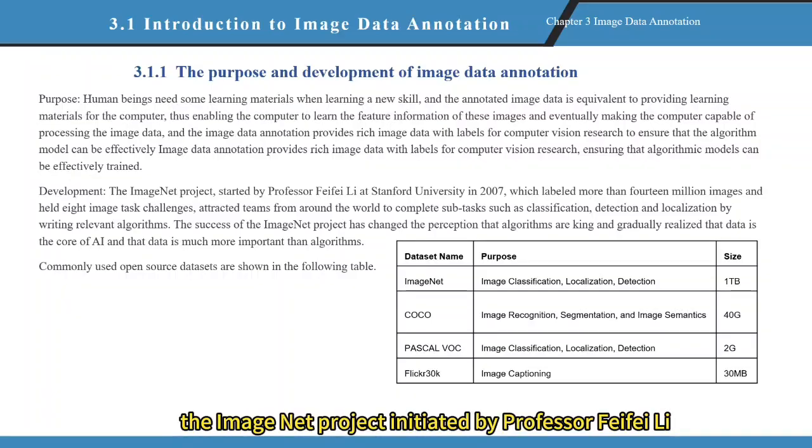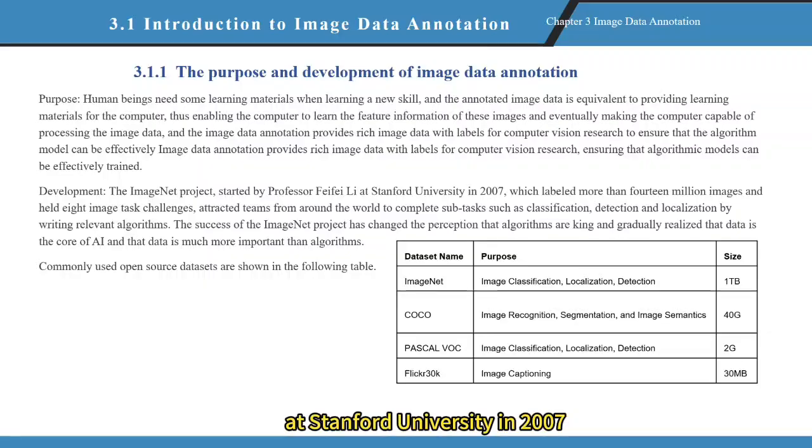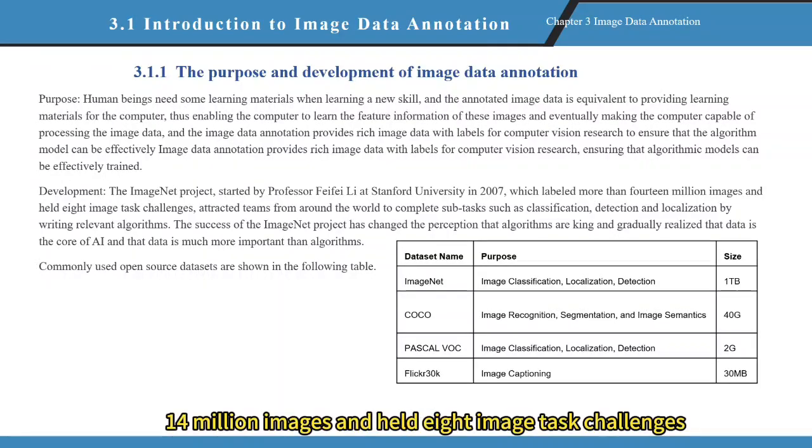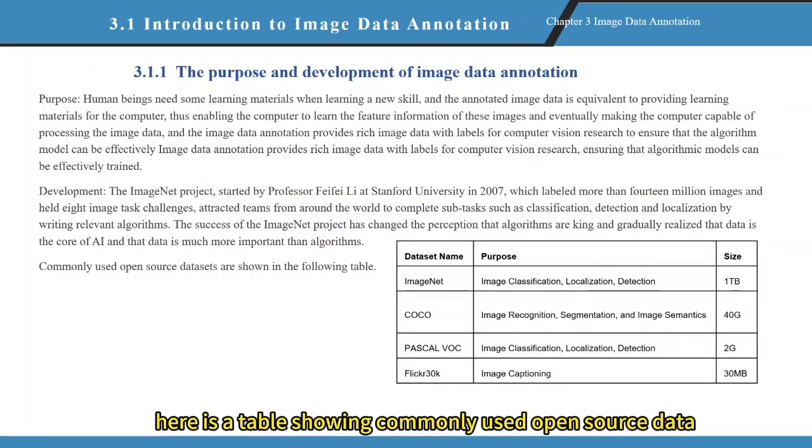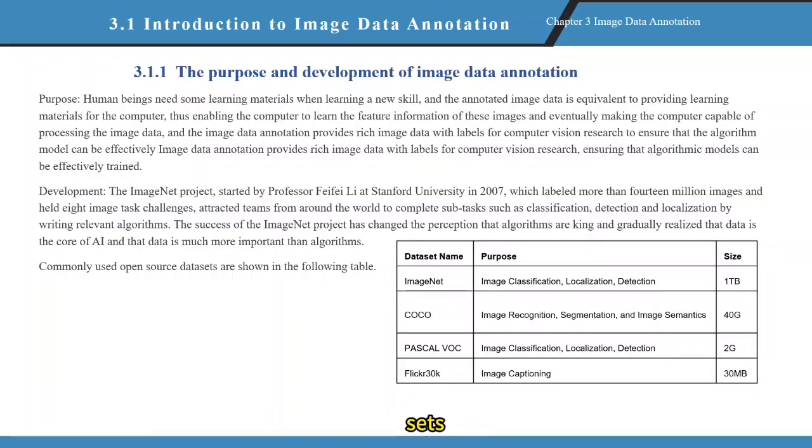The ImageNet project, initiated by Professor Fei-Fei Li at Stanford University in 2007, labeled over 14 million images and held 8 image task challenges. Teams worldwide participated by writing algorithms for sub-tasks like classification, detection, and localization. This project's success shifted the focus from algorithms-centric to data-centric, realizing data's importance in AI. Here is a table showing commonly used open-source datasets.